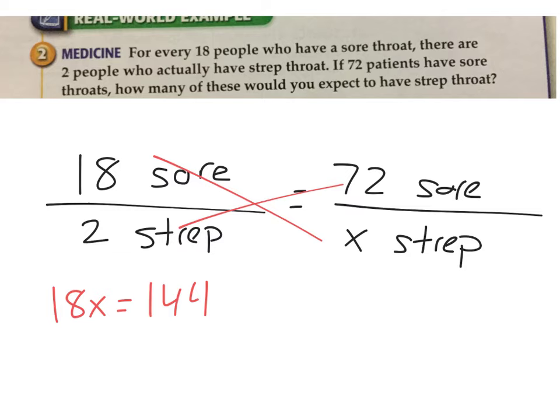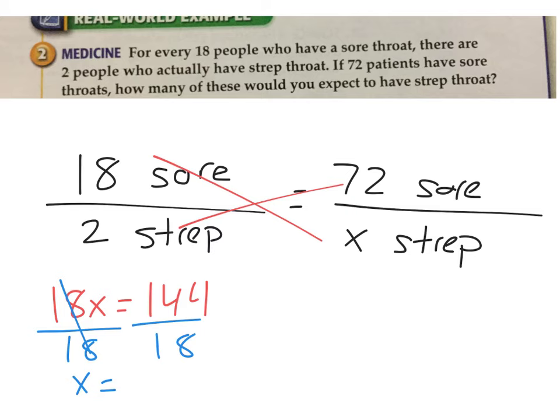So now again, my goal is to get x by itself. Solve for x. It's not by itself because it's being multiplied by 18. How do we undo multiplying by 18? Divide by 18 on both sides of the equation. Keeps it balanced. See how math is just a big game. You play the same game over and over and over. 18 divided by 18 is 1. 1 times x is x.